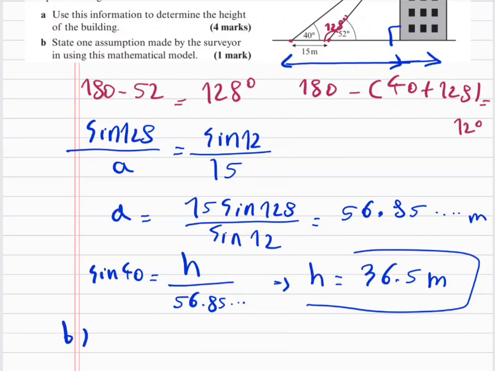Part B is just saying to state one assumption made by the surveyor using this mathematical model. One assumption is that the ground is essentially horizontal, which I just mentioned in the previous part, and that's because this allows us to treat this as a right angle triangle and makes calculations easier.